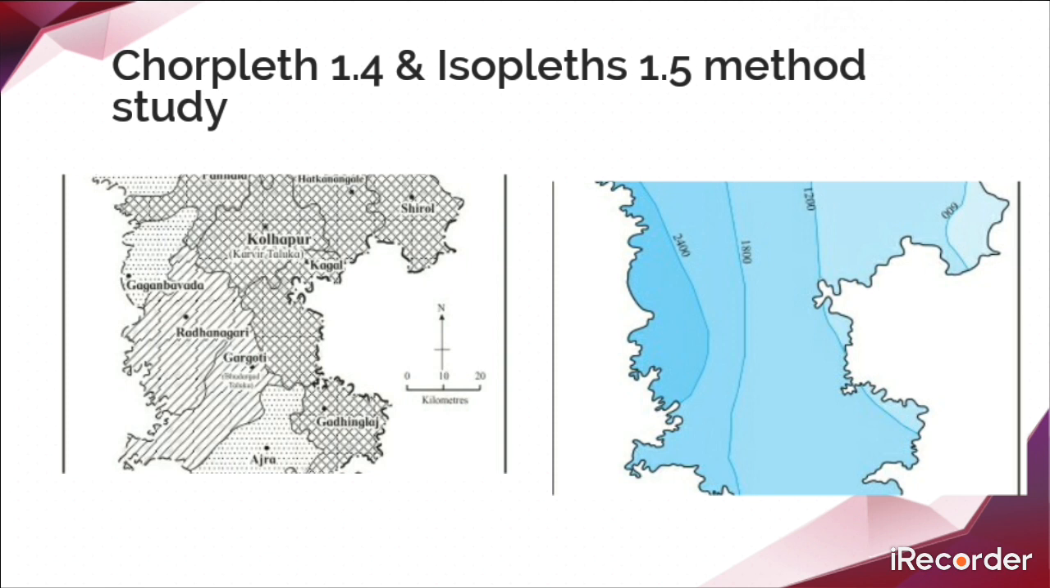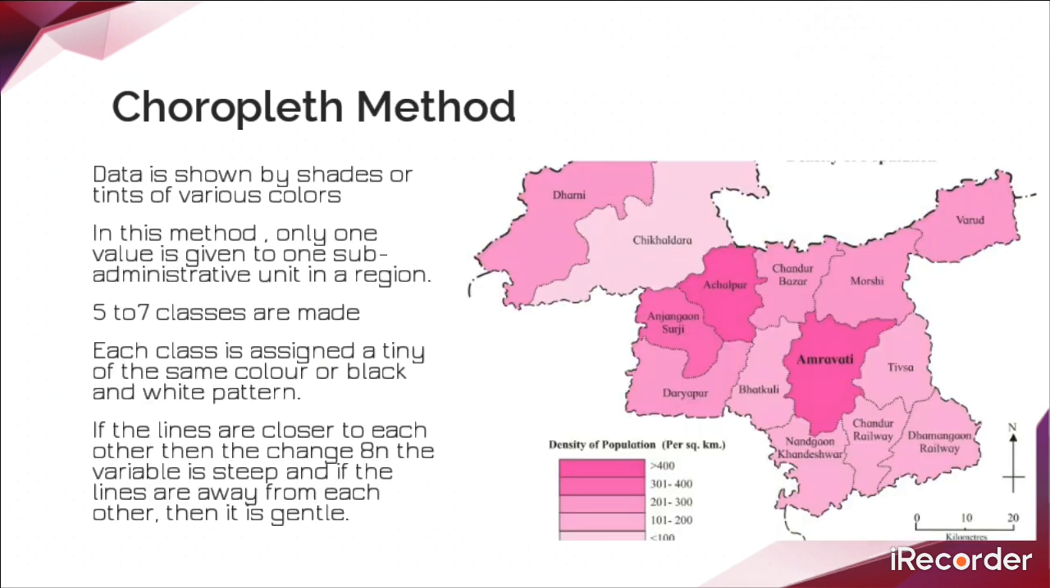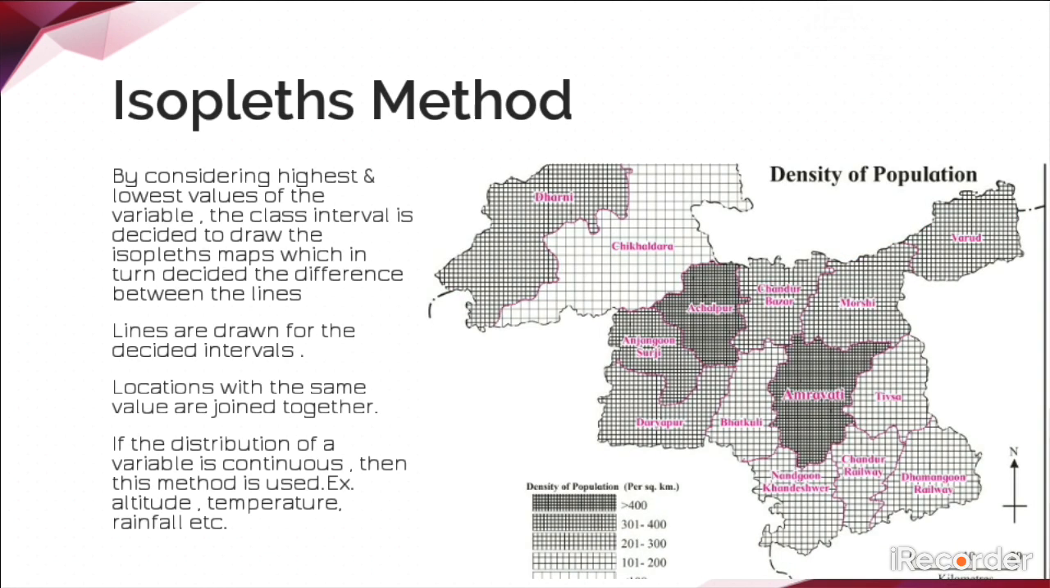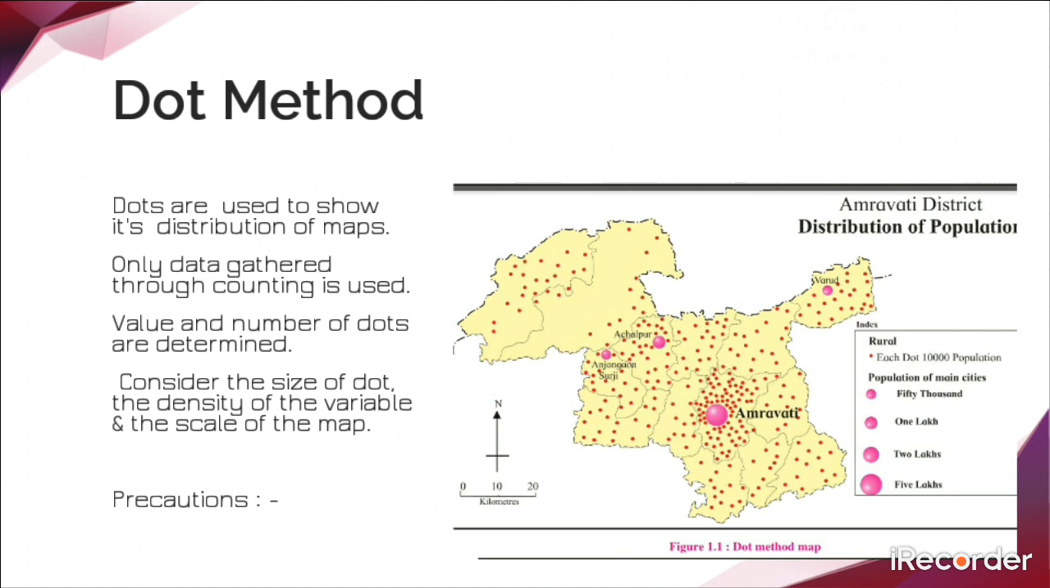In which class shows the low rainfall category in the district? 0 to 600 millimeter class shows the low rainfall category. See the scale which is given. So which method is used? It is the isopleth method that has been used in preparing this map. So these are the types of maps: choropleth method, isopleth method, and the dot method. See that this is the distribution of maps.